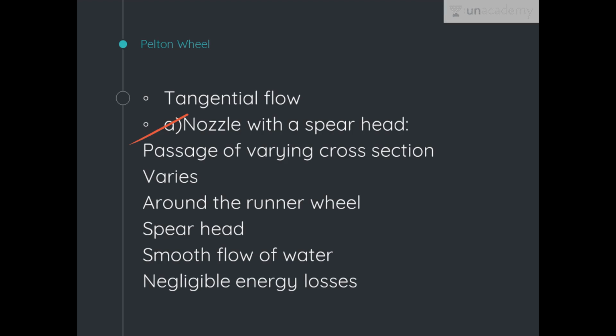A nozzle is a passage of varying cross section attached to the penstock. The nozzles may vary in number depending on the design requirements. Usually the nozzles are arranged around the runner wheel such that the water jet emerging from a nozzle is tangential to the circumference of the runner wheel. The flow of water through the nozzle is controlled by a spearhead, which is operated by means of a hand wheel. This arrangement provides a smooth flow of water with negligible energy losses.